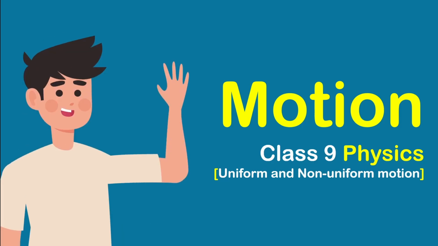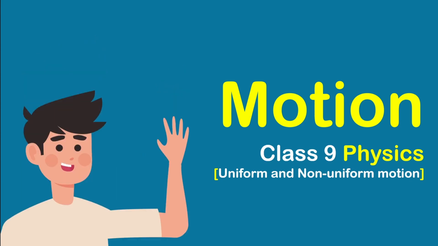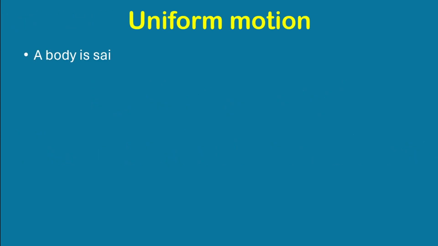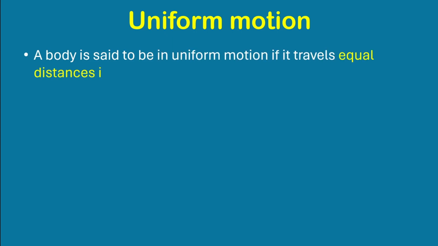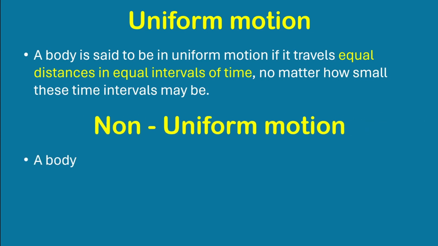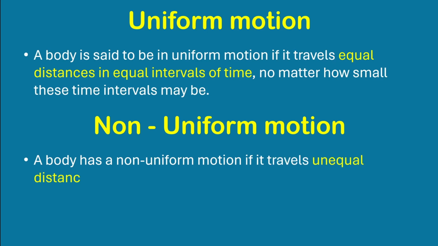My name is Ansh and in this video we are going to be discussing uniform and non-uniform motion. Uniform motion. A body is said to be in uniform motion if it travels equal distances in equal intervals of time, no matter how small these time intervals are. Non-uniform motion, on the other hand, is when a body in motion travels unequal distances in equal intervals of time.